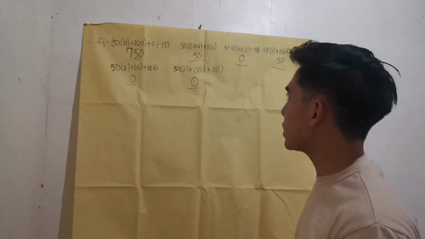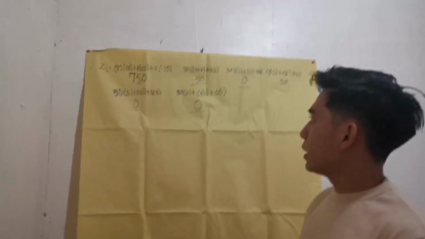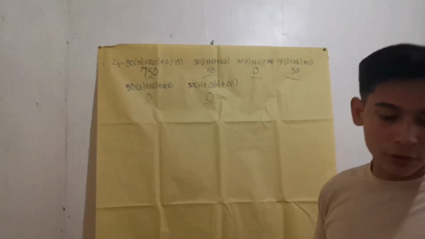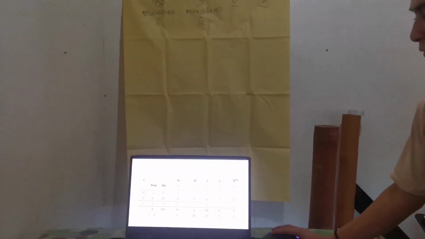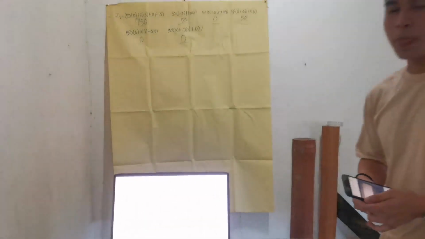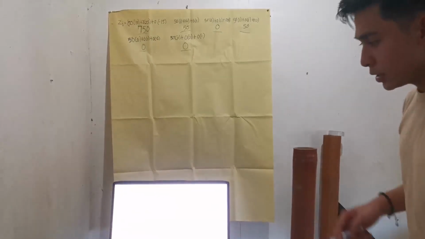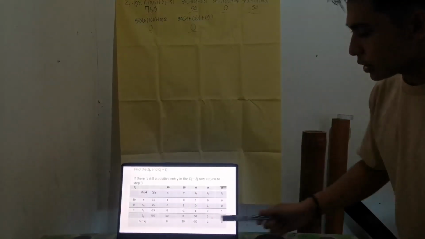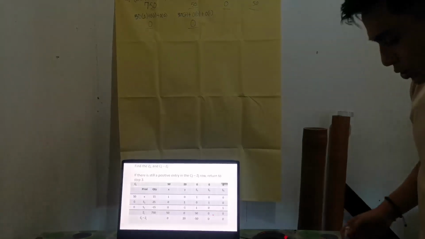So sa pagkuha sa Z sub J, i-input muna natin to sa tableau natin. So ito yung kalabasan niya. Ito, yung 750, 50, 0, 50, 0, and 0. So sa pagkuha din ng C sub J minus Z sub J is yung C sub J dito, i-minus natin siya sa Z sub J. So, ang kalabasan niyan is ganito.